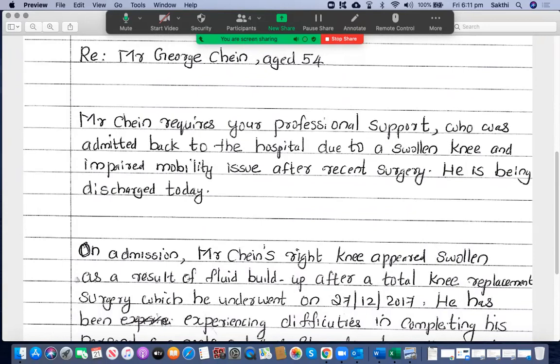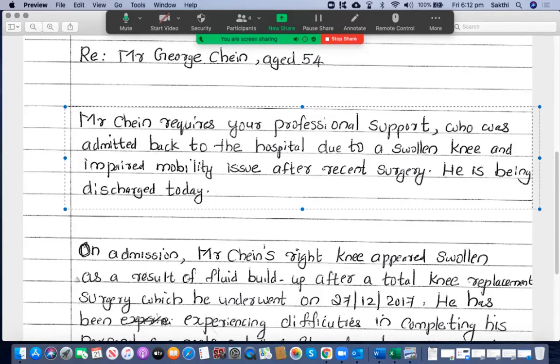Mr. Shein requires your professional support who was admitted back to the hospital due to a swollen knee and impaired mobility issue after recent surgery. Okay, he's being discharged today. All right, let's see.